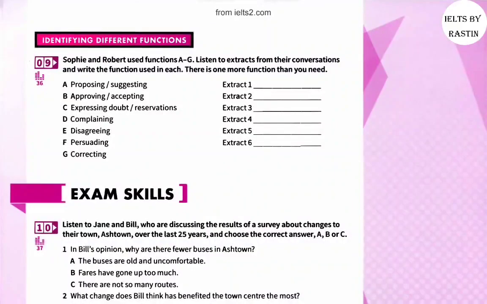We'll go to the next page. Identifying different functions. Sophie and Robert used functions A to G. Listen to extract from their conversation and write the functions used in each. There is one more function than you need. Listening 36. Track 36.